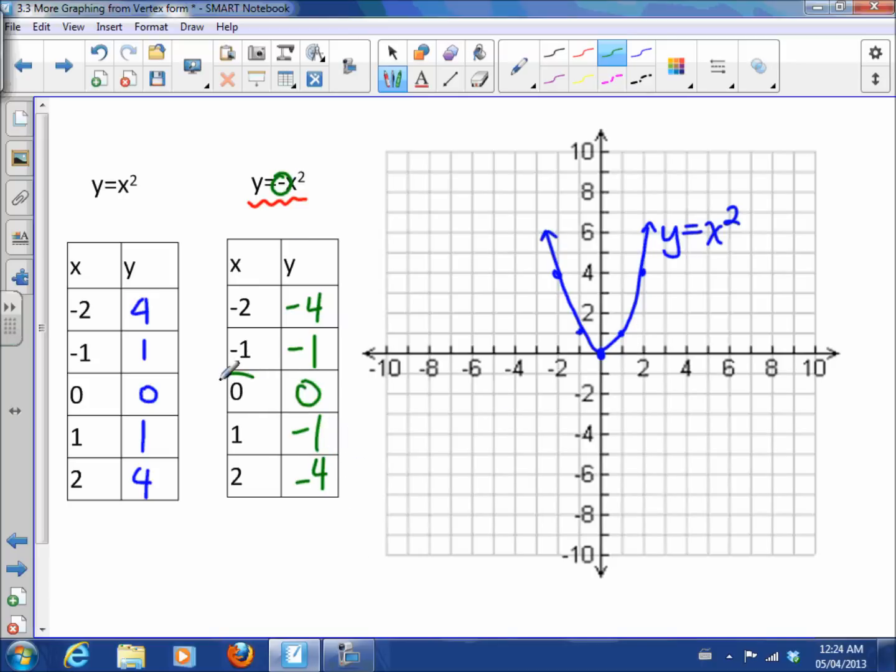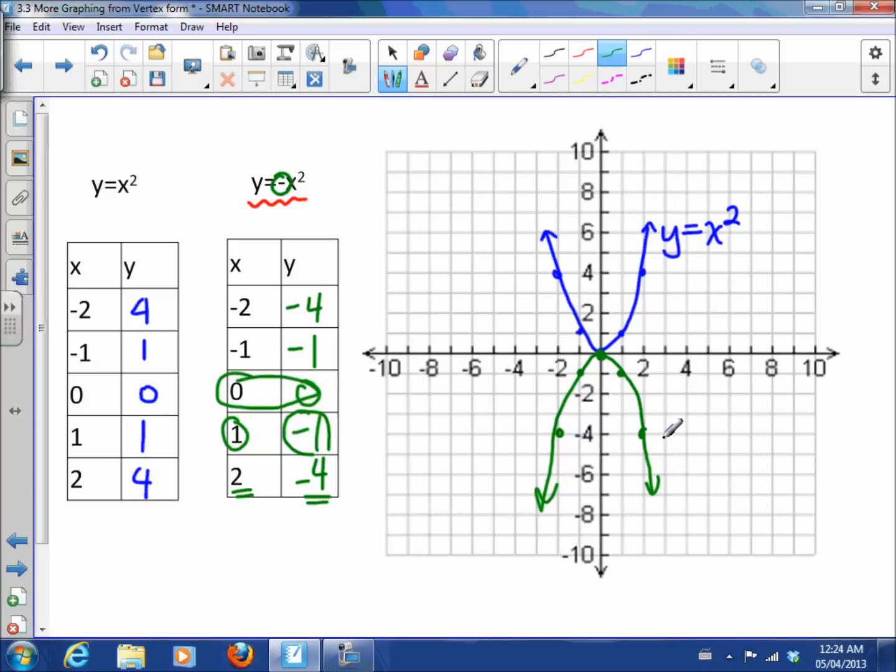So what does that do to our step pattern? Well, we still have our vertex at 0, 0. But now, when we go over 1, we go down 1. When we go over 2, we go down 4. So 2, negative 4. And same thing on the left side. Negative 1, we go down 1. And negative 2, we go down 4. Okay? So there's our parabola.